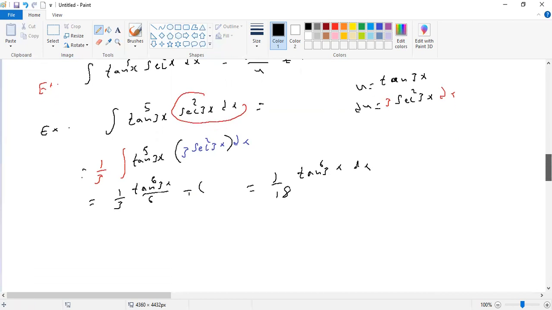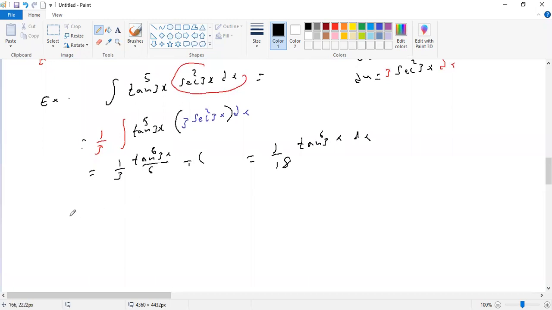Okay. Now, in case I have the integral of tan x secant x dx, really, tan x secant x is the derivative of secant. So this will be equal to secant x plus c. Now this one is different.